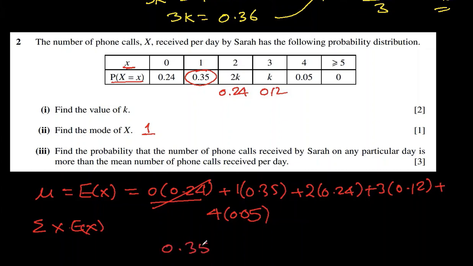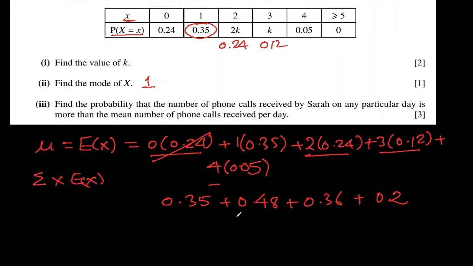0.35 times 1 is 0.35, 2 times 0.24 is 0.48, and 3 times 0.12 is 0.36, and 4 times 0.05 will be 0.2. Okay, so let's see what it gives us. This will be 1.39 calls per day.